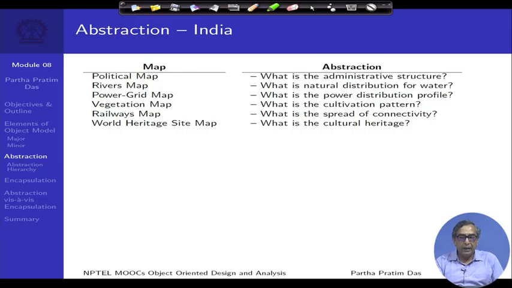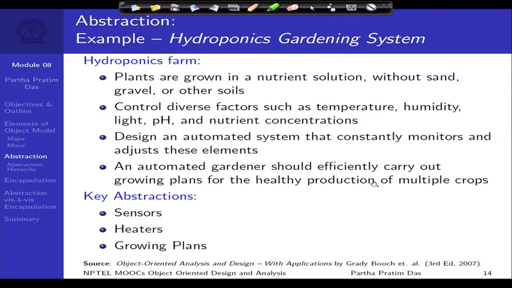But you may in the next step need to refer to the railways network map, because you want to abstract in terms of how those tourists will be transported across places. So, depending on your intent, you look into certain aspects and ignore the rest.